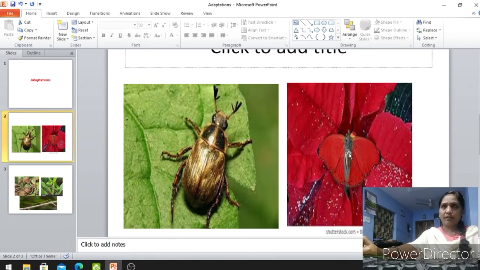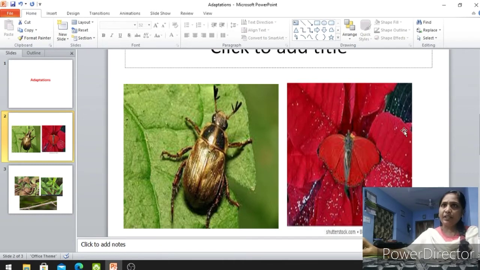So here, one more process which the animals are adapting is known as camouflage. Camouflage means animals will blend in their surroundings. They'll merge in their surroundings to protect themselves from their predators. They will merge in the surroundings where they are living.